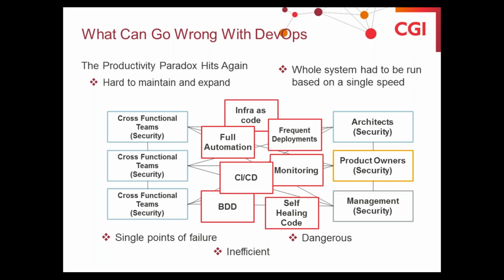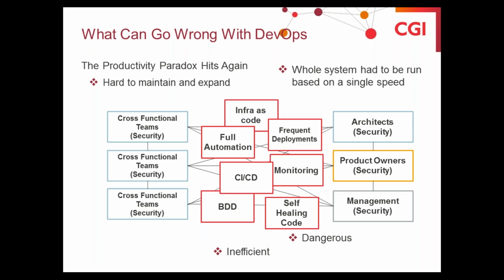You've got those frequent deployments, you've got the monitoring, you've got your continuous integration, continuous delivery pipeline. You've got your behavior-driven development, you've got full automation, infrastructure as code, and self-healing. What starts to happen? I don't have a single point of failure. Now I could lose one of my teams, or I could lose one of my deployments. It's okay, I keep going.